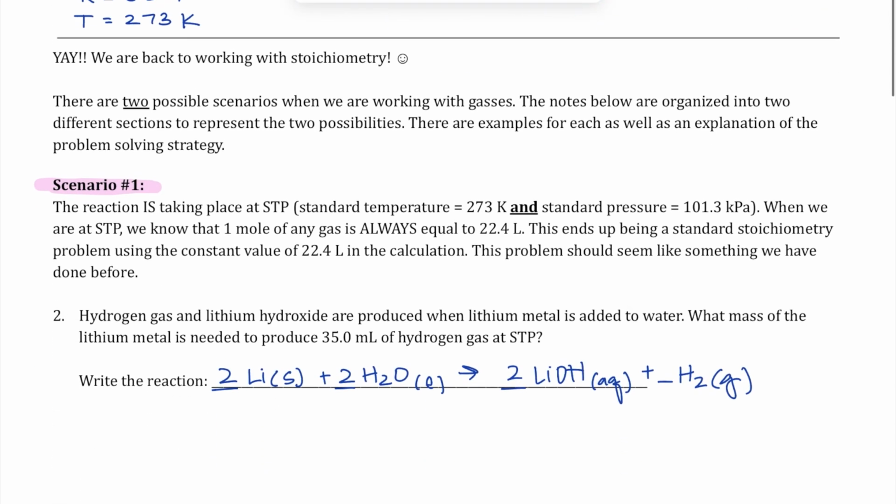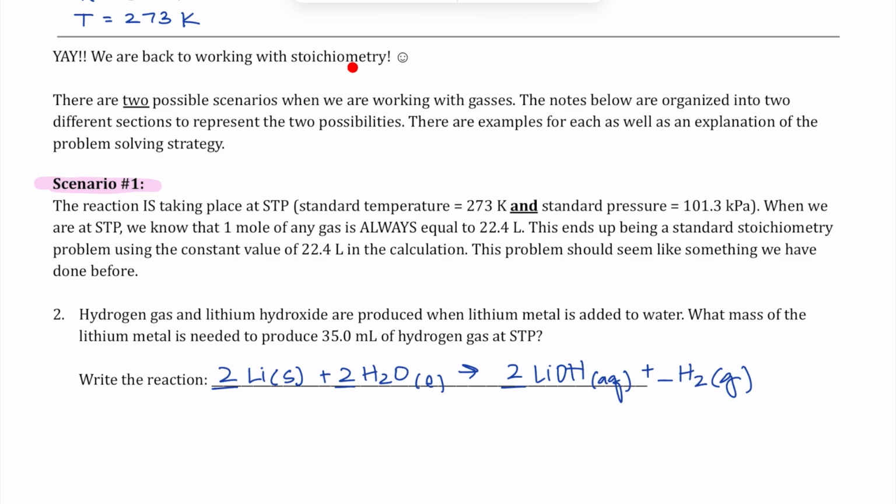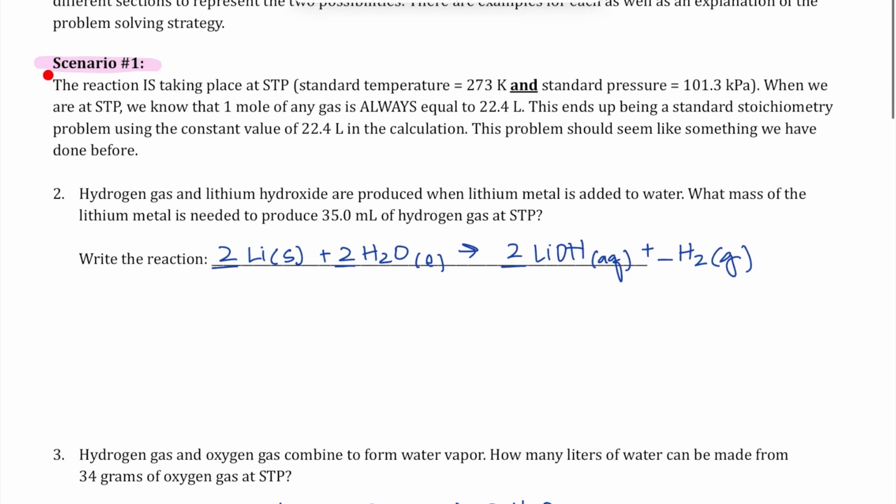So looking at these notes and our little introduction here, we're back to working with stoichiometry. When we are looking at a stoichiometry problem, we have a reaction, we're given an amount of one of our chemicals, and we're asked to find how much we need of another chemical in that reaction. We need to consider the 2 possible scenarios. The notes that we have are organized into those 2 sections to represent those 2 possibilities, and then we have examples as well. In this video, I'm going to cover scenario 1. And scenario 1 is if our reaction is taking place at STP, standard temperature and standard pressure.